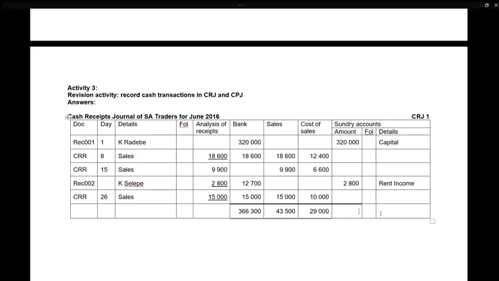Okay, this amount will be 322,800 rand. Okay, so you can add your sales and your sundry accounts together. That will equal your bank. You can never use the cost of sales column. The reason being, this is an expense. Okay, and it will always accompany sales. Reason being, it's easy to see your profit, and you need to calculate your cost of sales each time you have a sale.